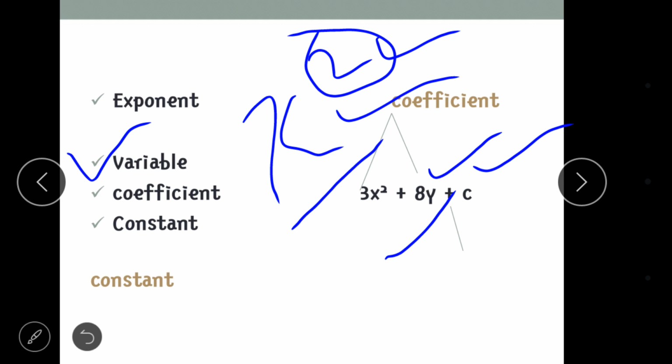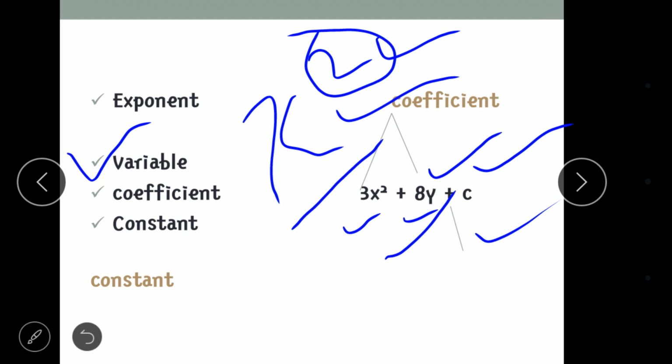Coefficient. Coefficient is a number that is placed before the variable. It is also called the multiply factor. 3 and 8 before the variable are called coefficients. 3 and 8 are the coefficients of this equation.